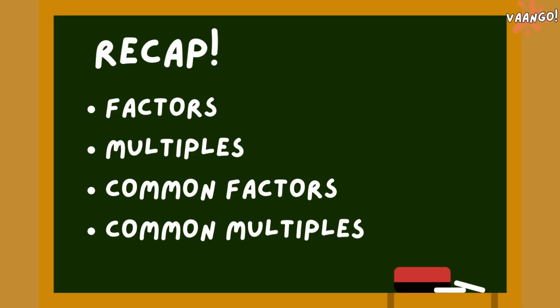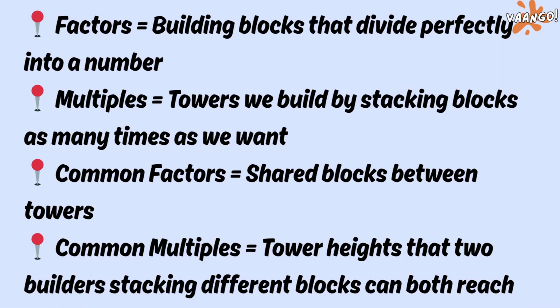Let's recap what we've learned today. Factors are building blocks that divide perfectly into a number. Multiples are towers we build by stacking blocks as many times as we want. Common factors are shared blocks between towers. Common multiples are common tower heights that two builders stacking different blocks can both reach.